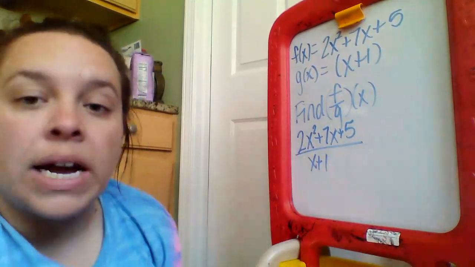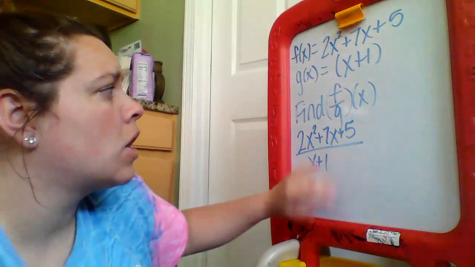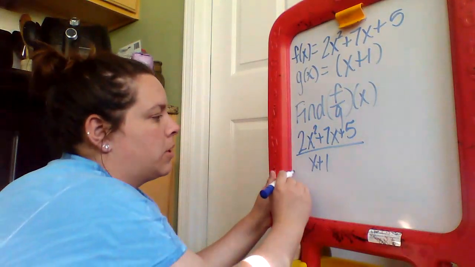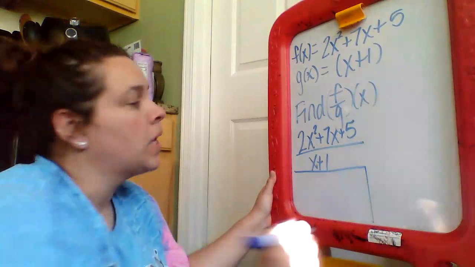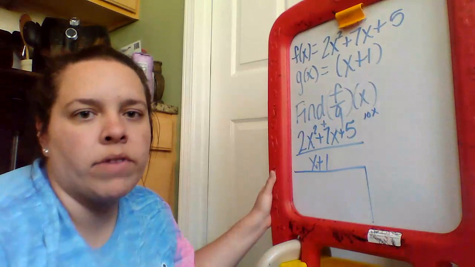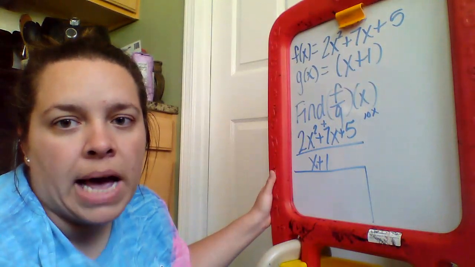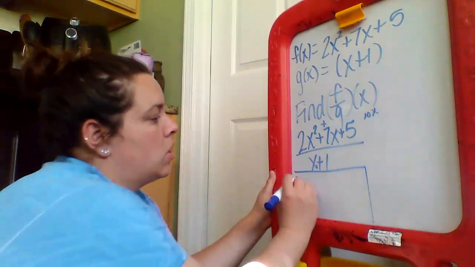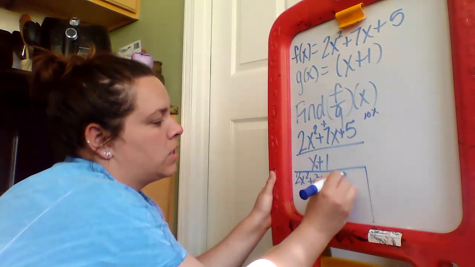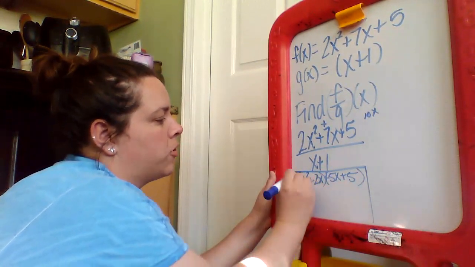So I'm going to have to factor that numerator. I'm going to have to do a times c, bust the b. I'm going to try to do that down here in this little spot, okay? So 2 times 5 is 10. I'm multiplying to 10 but adding to 7. So two numbers that multiply to 10 but add to 7 are 2 and 5. So 2x squared plus 2x plus 5x plus 5, and then factor by grouping.